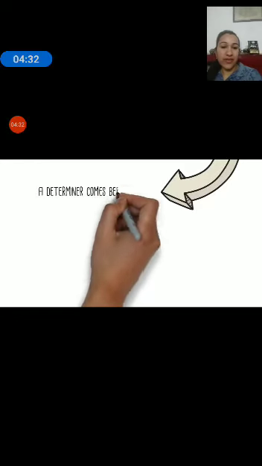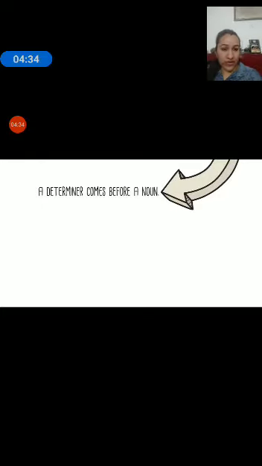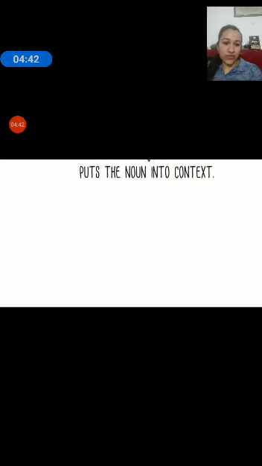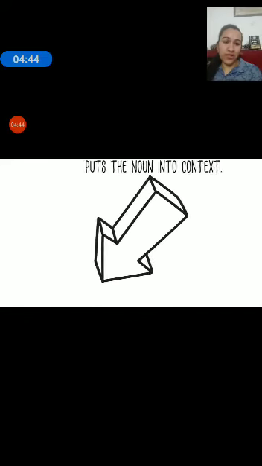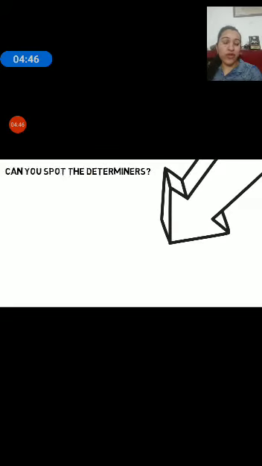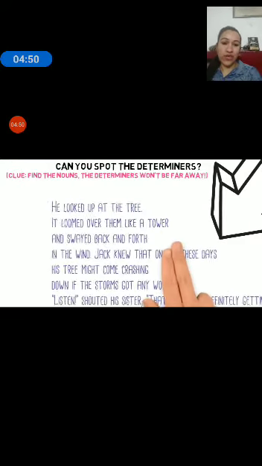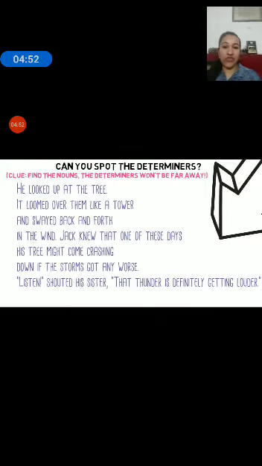A determiner comes before a noun. We've already established that. Let's see some examples. It puts the noun into context. It tells you where the noun is. It spots the noun for you very simply. So you spot the noun, you spot the determiner. Okay, so let's do a small exercise in which you first find the nouns and then you'll find your determiners.